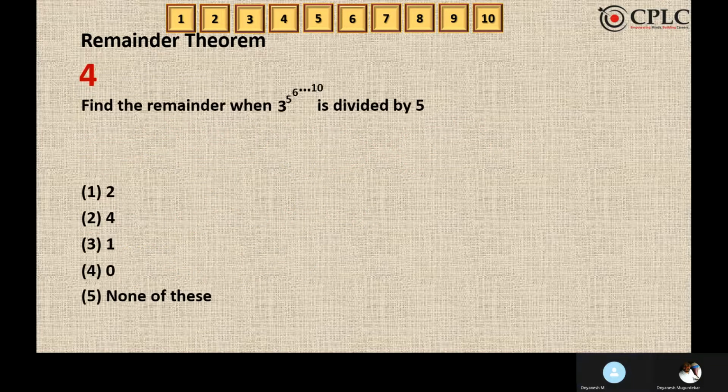Fourth one. It's a brilliant question because two times we are going to use the remainder theorem and last digit and cyclicity as well, because in between it turns out to be a different question inside the solution of this main question. You have to find the remainder when 3 raised to 5 raised to 6 raised to 7 raised to 8 raised to 9 raised to 10, the whole thing, is divided by 5.